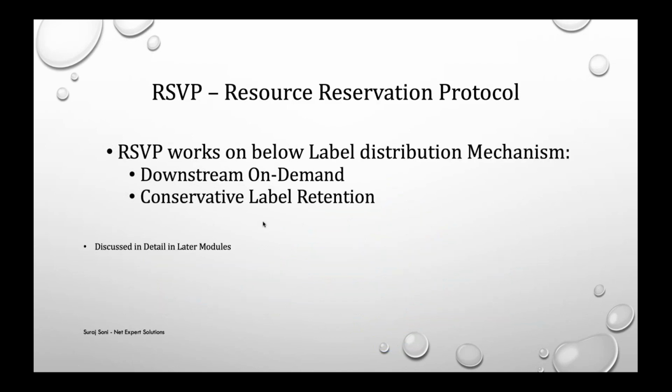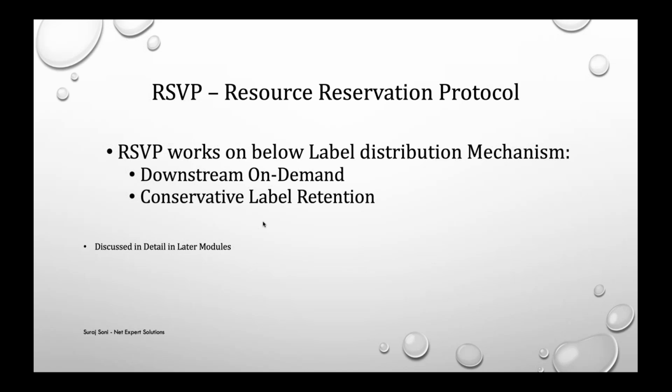Okay. Now let's talk about the other one. The other one is RSVP, Resource Reservation Protocol. RSVP works on a different label distribution mechanism. The label allocation mechanism RSVP is using is downstream on demand. It's not downstream unsolicited. Downstream means the same way, in the opposite direction, but it's on demand. You have to demand the label.